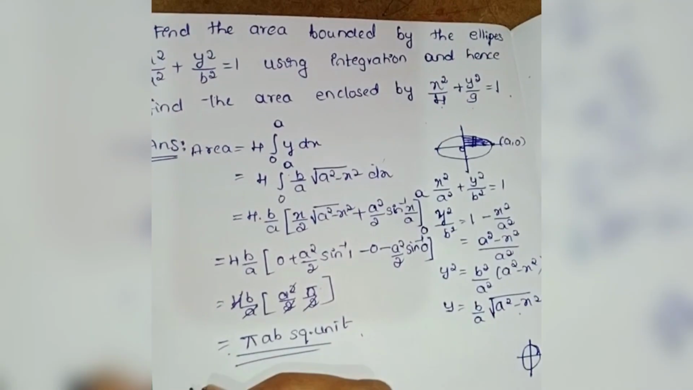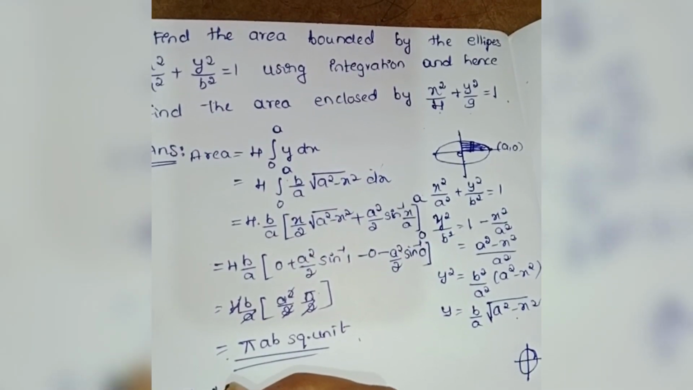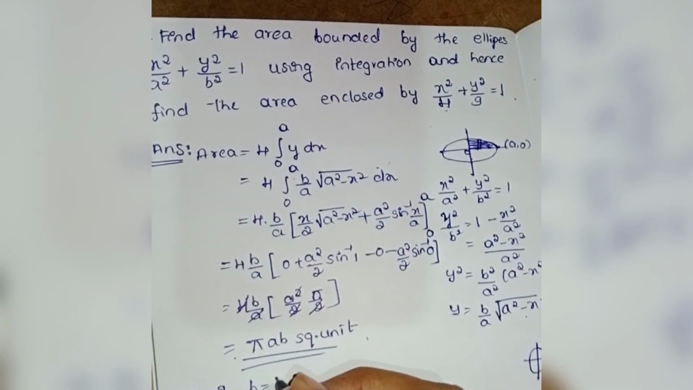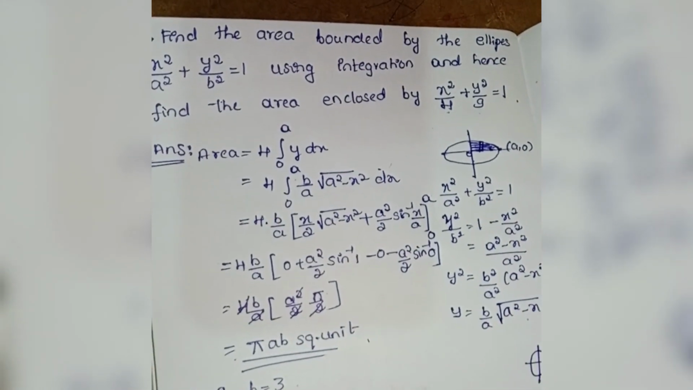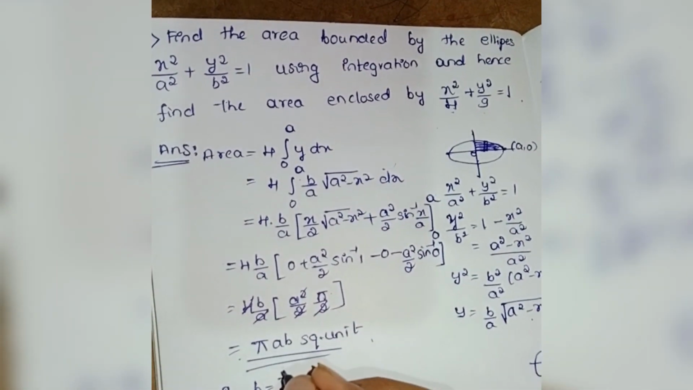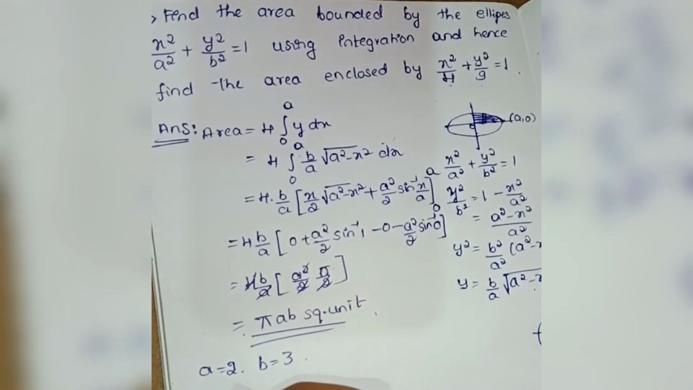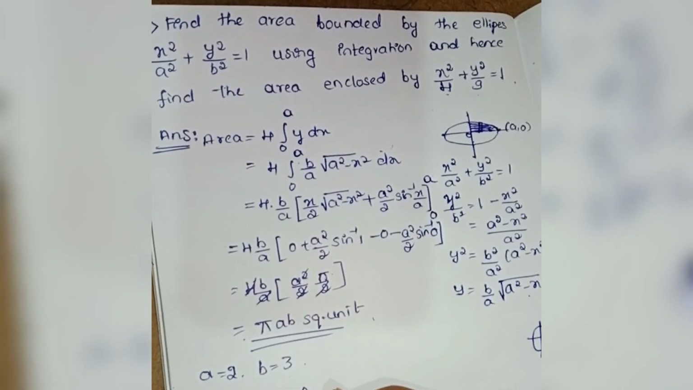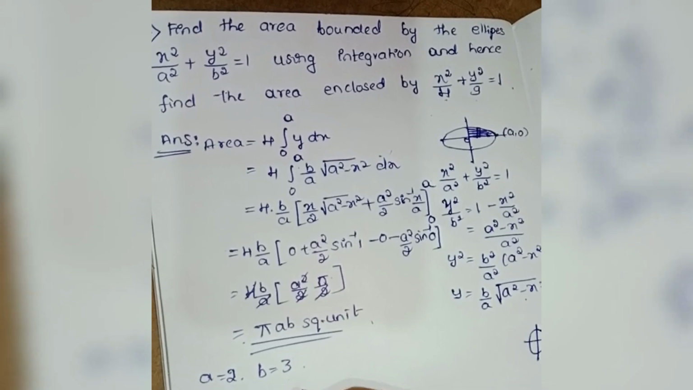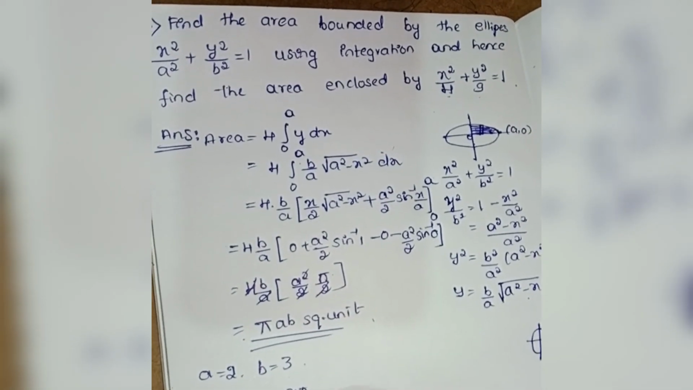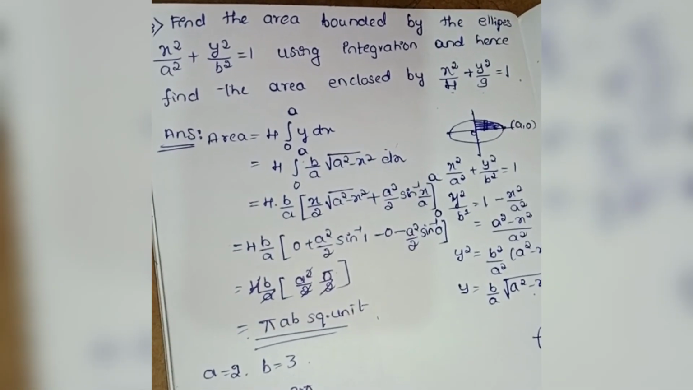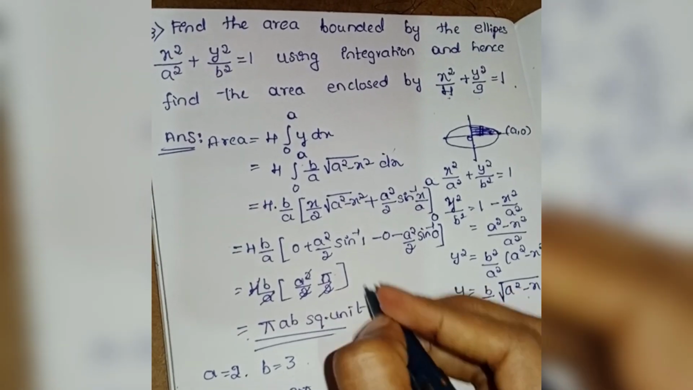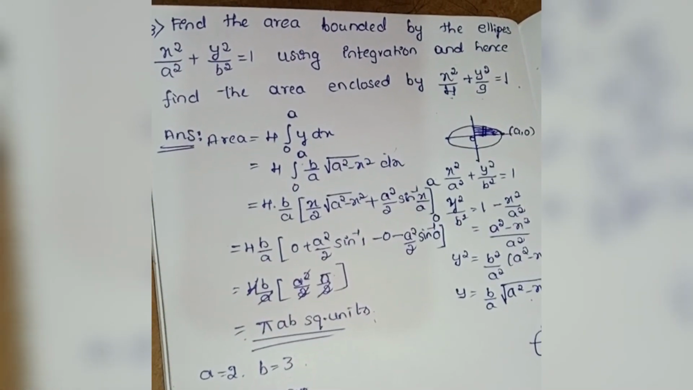That's why, what is a here? A is 2, a square is 4, so a is 2, b is 3. It doesn't matter which is which, students, because the final answer is same. So area equal to pi ab, pi a, what is a is 2, b is 3. 3 2s are 6 pi square unit is the answer. Square units. Right.